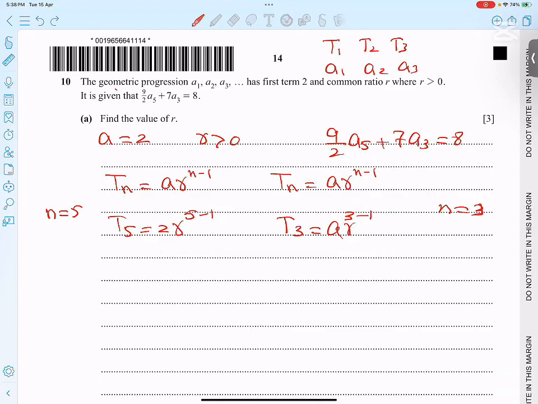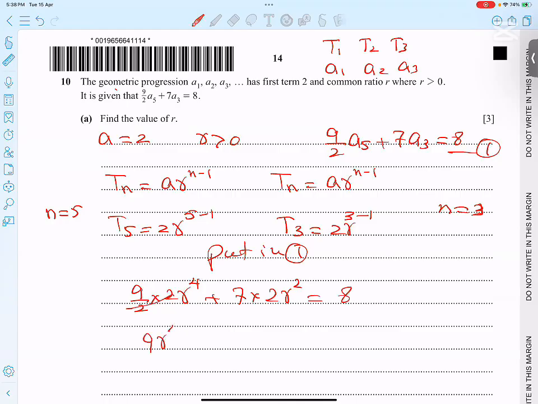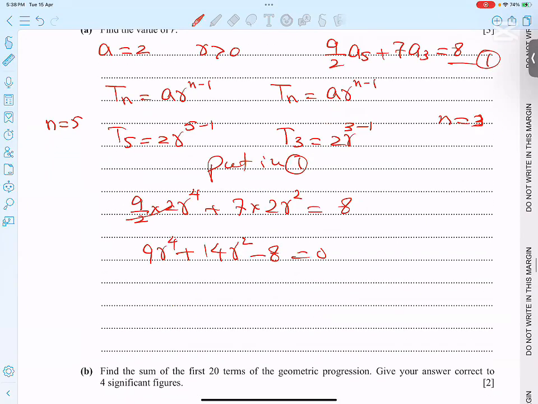Let me check. Sorry, this is a 2. This is a 2. So when I plug in, so put in 1. So 9 over 2 times 2, r to the power 4 because 5 minus 1, and plus 7 times 2, r to the power 2 equal to 8. These 2 cancel. 9 r to the power 4, 7 twos are 14 r to the power 2, and negative 8 equals 0. Now students, we have 2 choices.